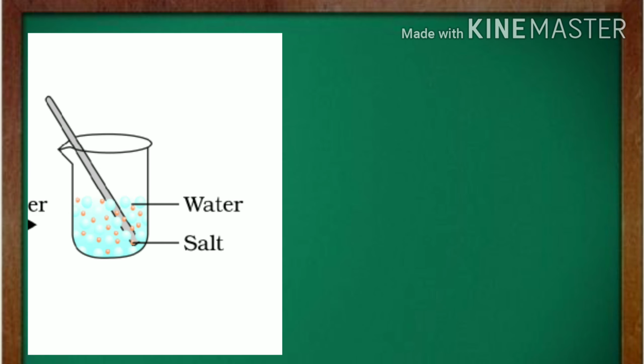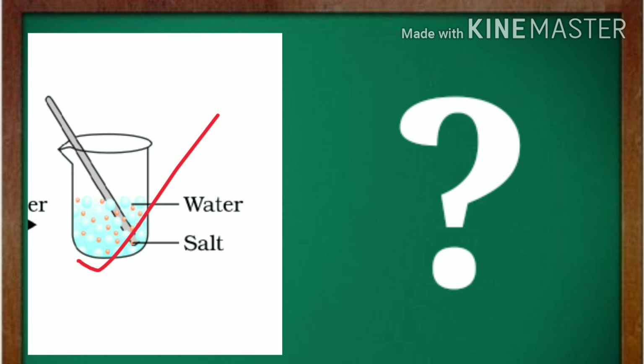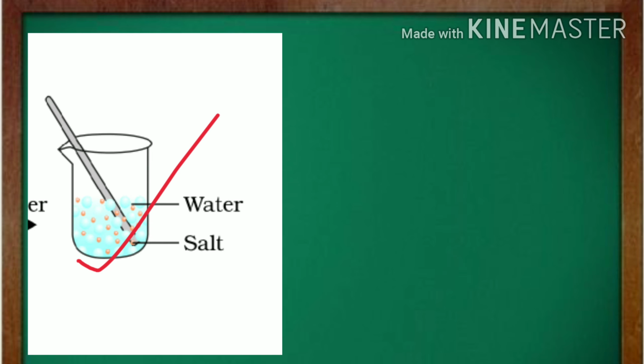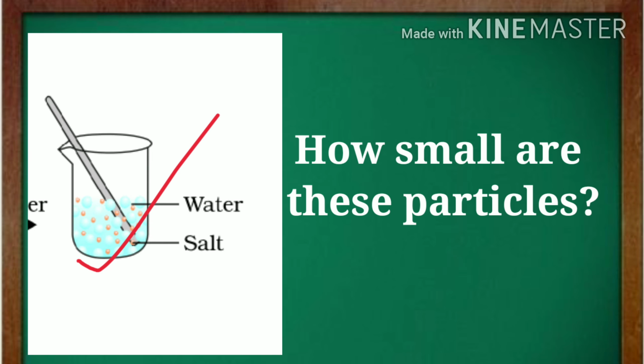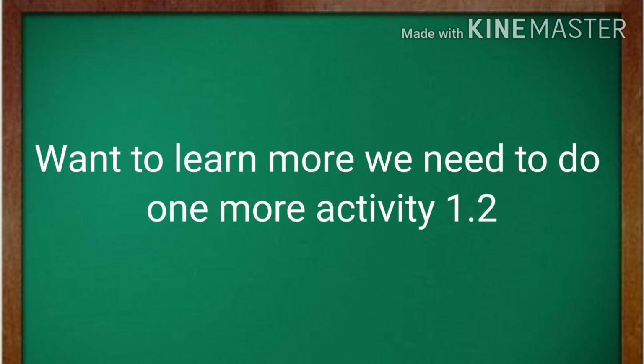If the particles of salt or sugar get settled into the spaces between the particles of water, then a question may arise in our mind: how small are these particles of matter? To get an answer to this question, we need to do one more activity, that is 1.2.